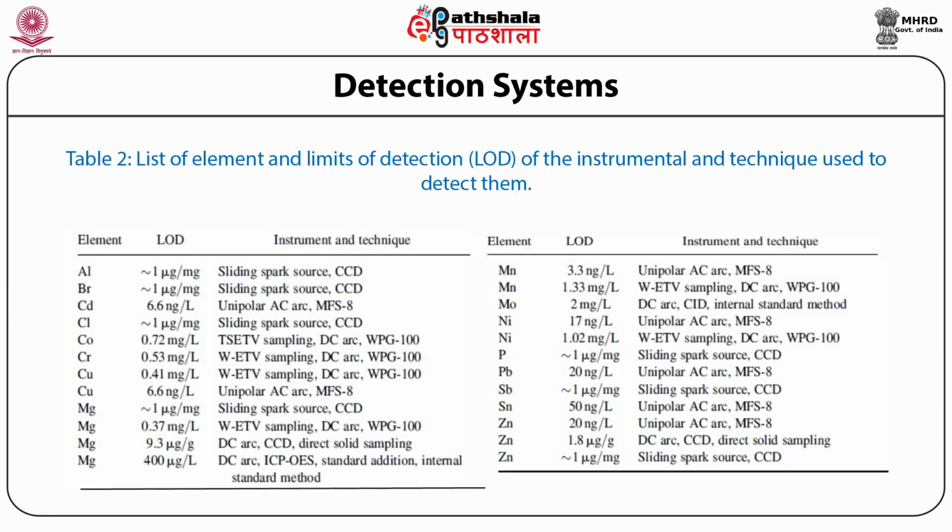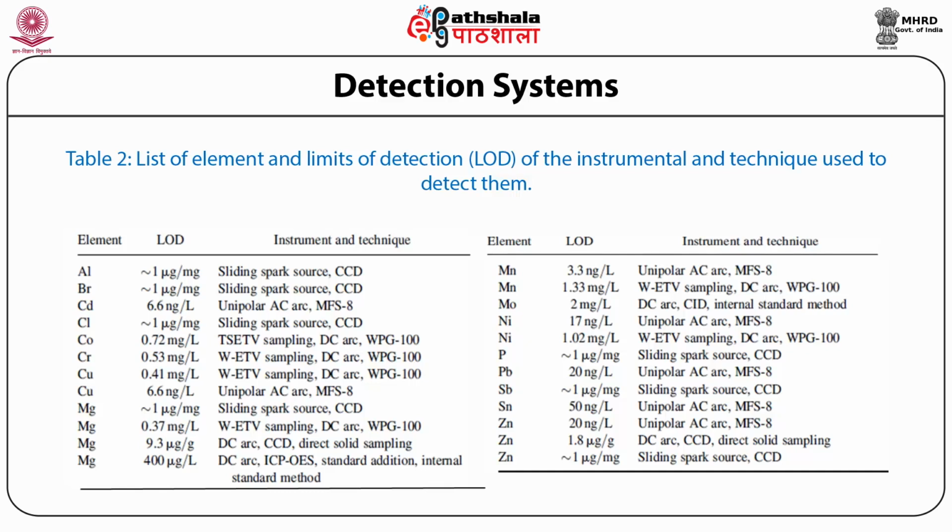This table presents a list of elements and the limit of detection of the instrument and technique used to detect them. The extreme left column shows the elements like aluminum, barium, cadmium, copper, magnesium, manganese, nickel, phosphorus, zinc, and their limit of detection of the instrument that has been used for detecting them. You can see in case of aluminum, a sliding spark source has been used with a CCD detector, and the LOD is approximately 1 microgram per milligram.